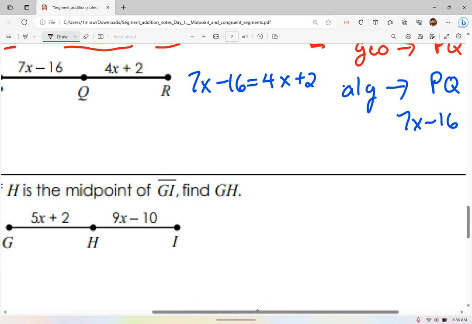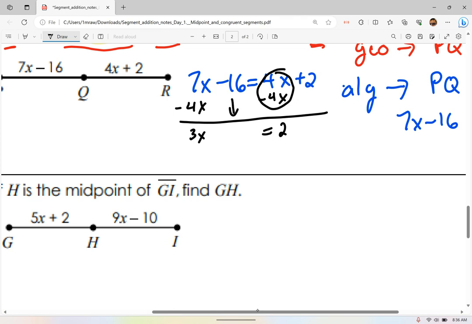Start off, we want to get our x's to one side, so we subtract the 4x from both sides. Okay. This will cancel because it's 0. 0 plus 2 is 2. 7x minus 4x gives me 3x. Remember, we don't want to combine this 16 because it doesn't have an x, so we just bring it down. Okay, now we want to isolate. So we get rid of everything else. The first thing we need to get rid of is that negative 16, and we want to do the opposite. So we add 16 to both sides. Okay, so we get 3x equals 18, and then we divide both sides by 3. Okay, and we get x equals 6.